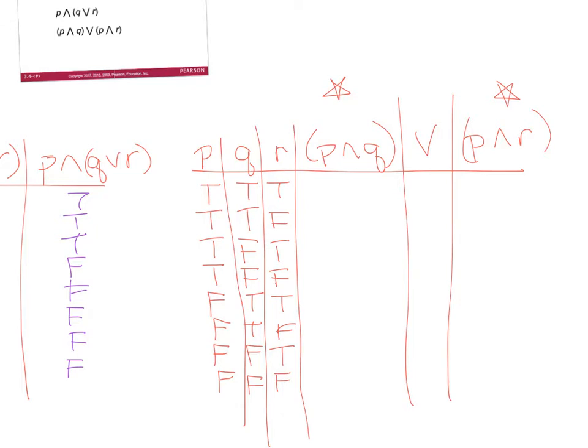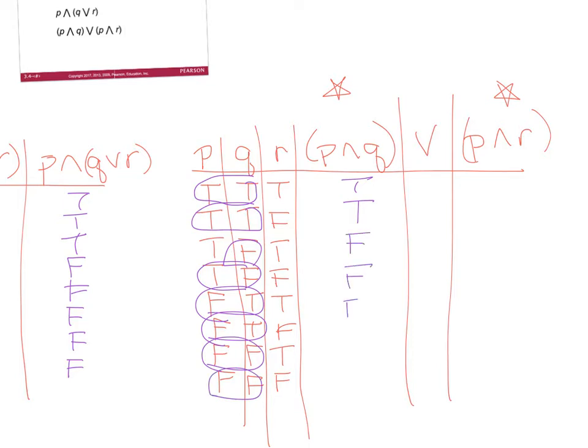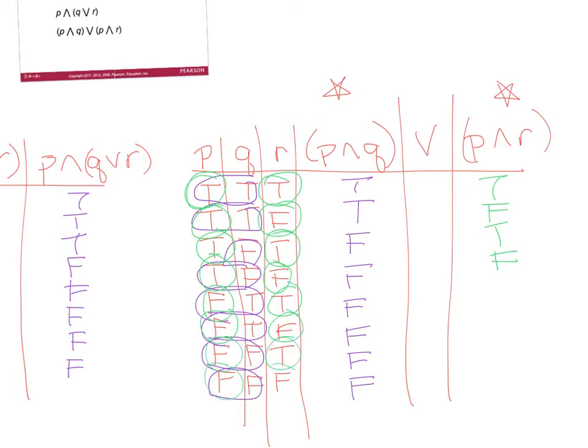Now, for the first column, we need P and Q. So remember, they both have to be true in order for that. So we're going to get true, true, false, false, false, false, false, false. Then we need to figure out P and R. So for P and R, we also need them to both be true. So we'll have a true, false, true, false, false, false, false, false.